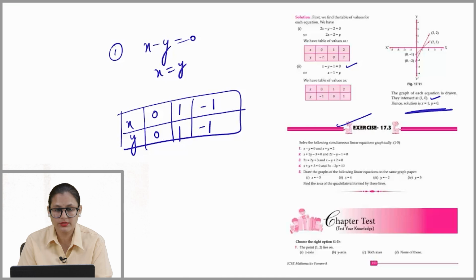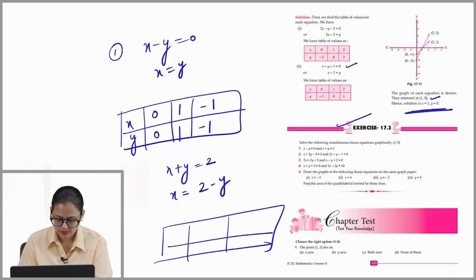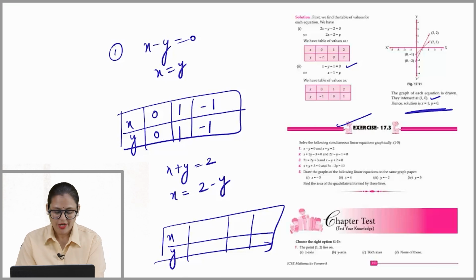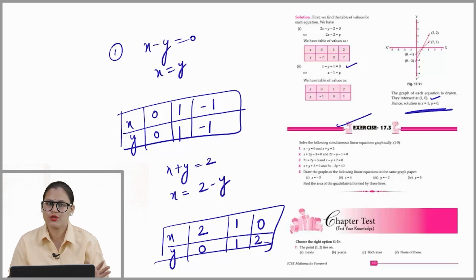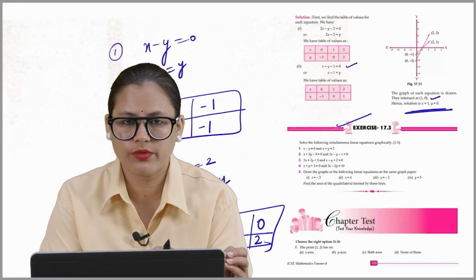Now take another equation, which is x plus y is equal to 2, or x is equal to 2 minus y. Now make the table. Here you will put the value of y. If you put the value of y as 0, you will get 2. If you put the value of y as 1, you will get 2 minus 1, which is 1. If you put the value of y as 2, you will get 0. Now you will draw the graphs. You can put any points here, values of your choice.